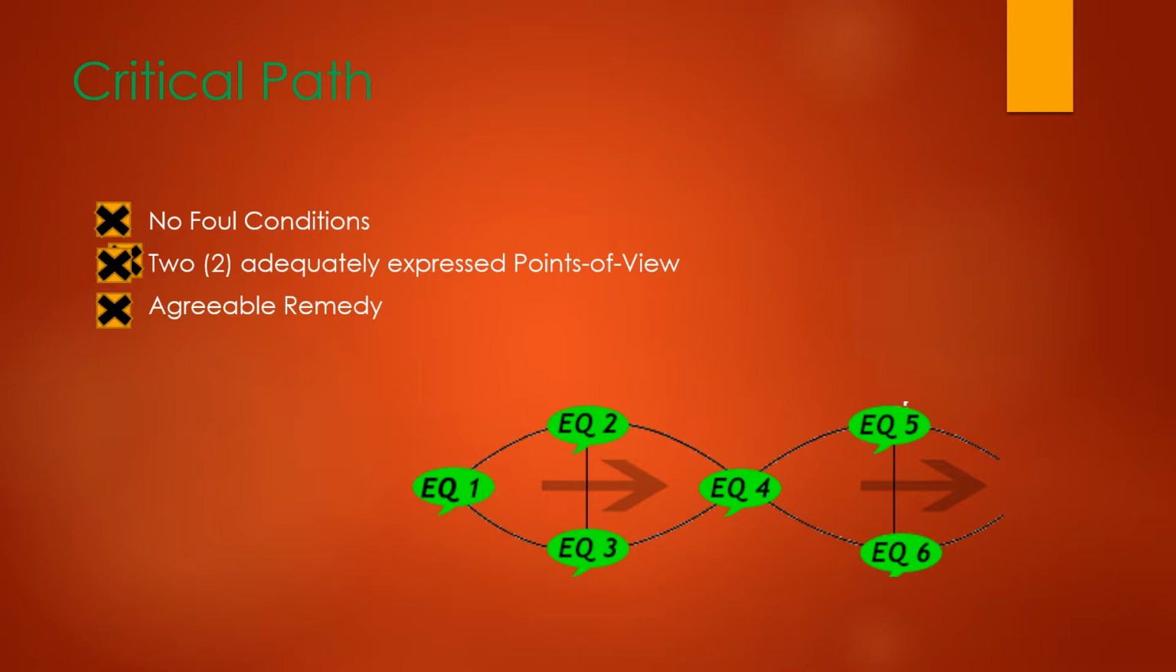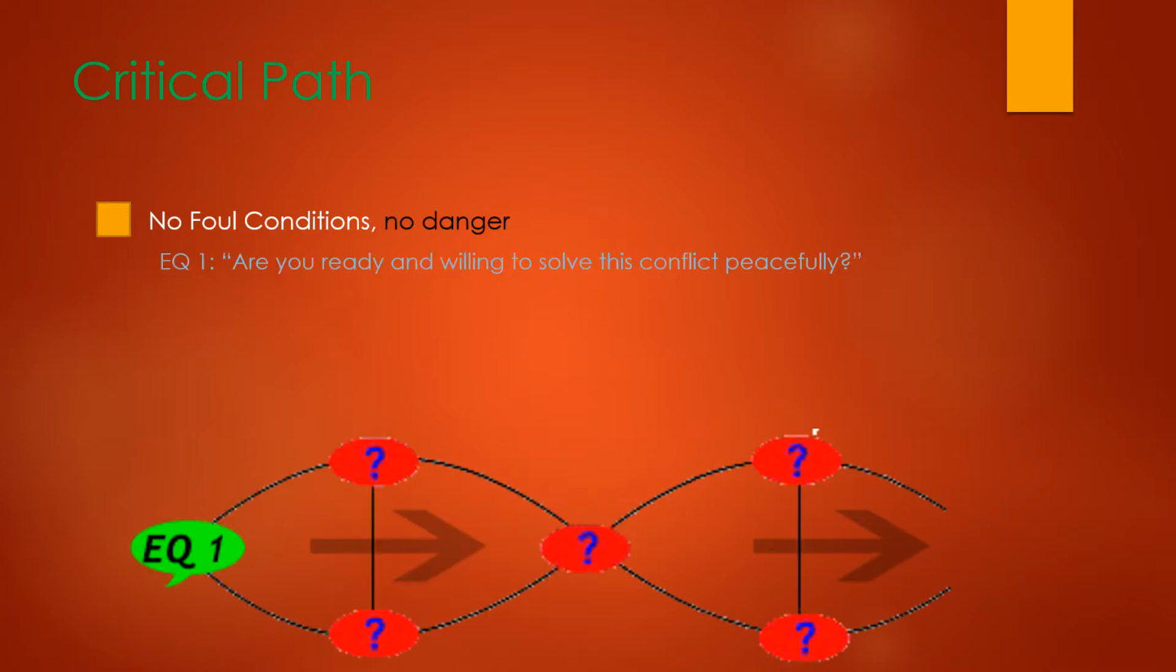But how do you know if any step is complete? It's easy. You just ask yourself what it is that, in essence, you want to know. EQ stands for essential question. What is it you want to know? The EQ for no foul conditions, the first critical path step, is, are you ready and willing to solve this conflict peacefully? In other words, is it safe? Is it fair? Is there voluntary participation? Is now a good time to try? All these questions are essentially answered by some form of the first EQ.